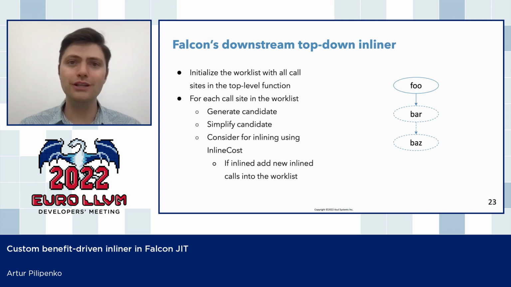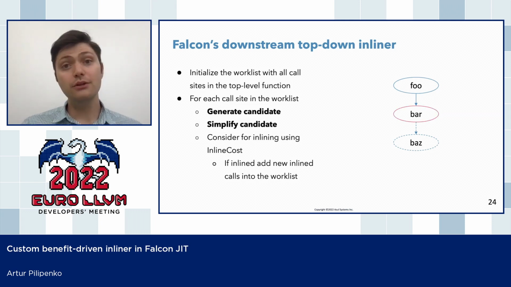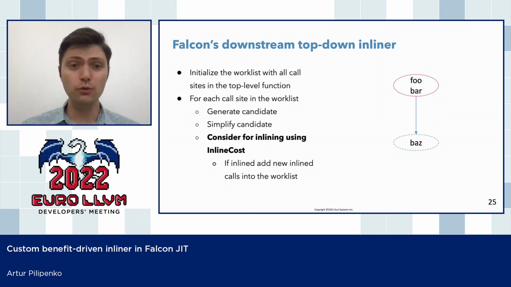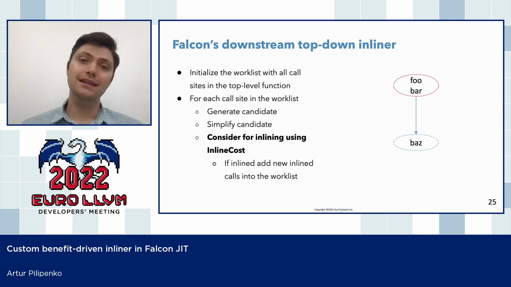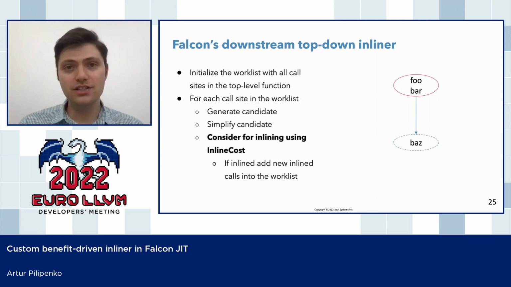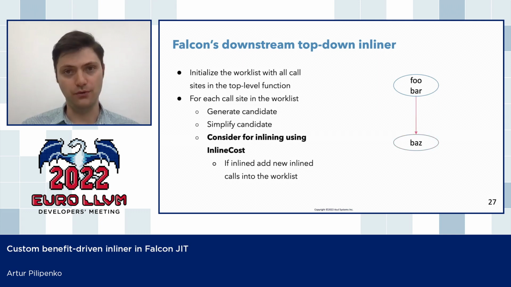It implements a simple work list style algorithm. We initialize the work list with all call sites in the top-level function. And then for every call site in the work list, we do the following. We request the candidate from the VM. Then we run simplification passes on the candidate in order to clean up after the front end. And then we consider this candidate for inlining using InlineCost analysis. And in case we decide to inline, and in case this inlining introduced new calls into the top-level function, these new calls would be added to the work list. And then the process goes on. We generate, simplify, and then consider for inlining.